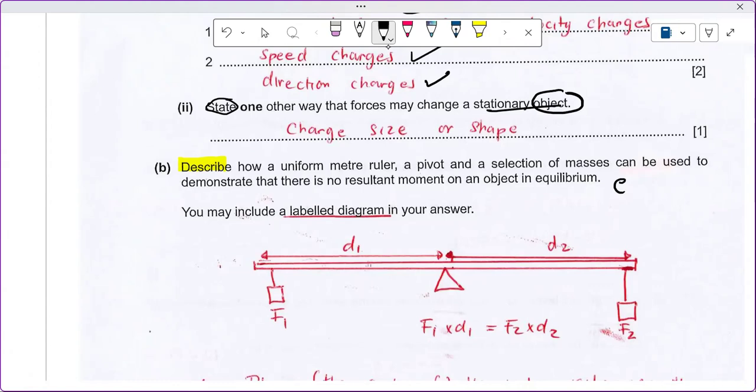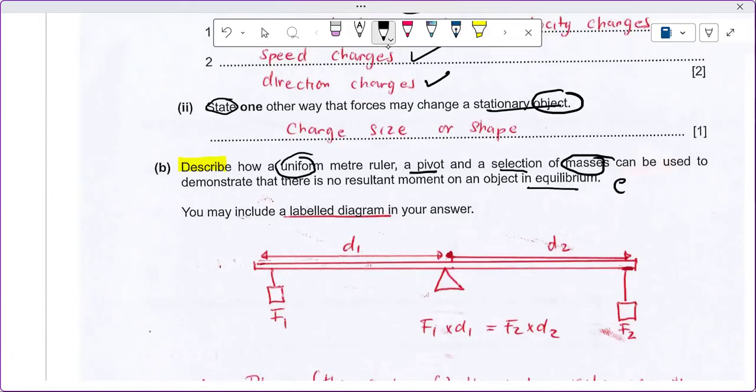So this one, they were just asking something about the uniform ruler, which is at a pivot, and a selection of masses. So you take a look at what you are given. They gave you a uniform ruler. The word uniform means a constant ruler, a pivot, and a selection of masses. A selection of masses can be used, which means they're already telling you can use different masses, to demonstrate that there is no resultant moment on an object in equilibrium.